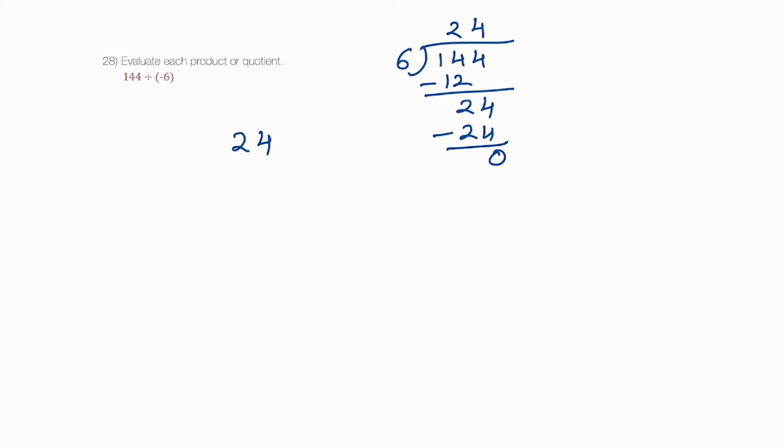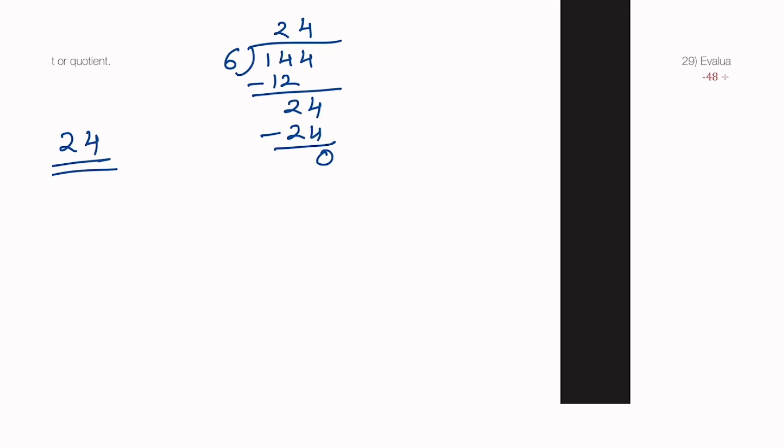144 divided by 6. Let's do the division here. 6 times 2 is 12. 2, 4 times 4 is 24. And the remainder is 0. So the answer is 24. Positive or negative? Only one negative sign. So the answer has to be negative.